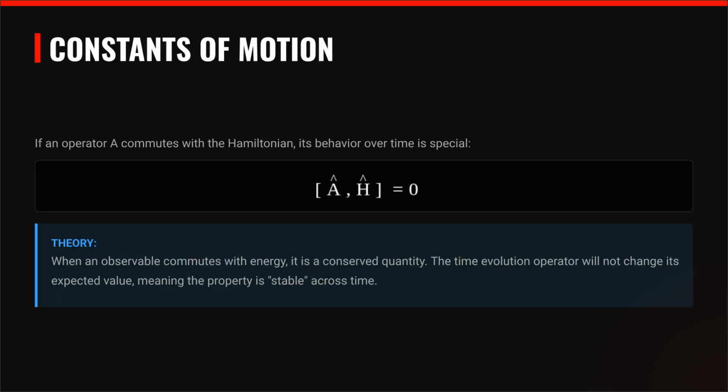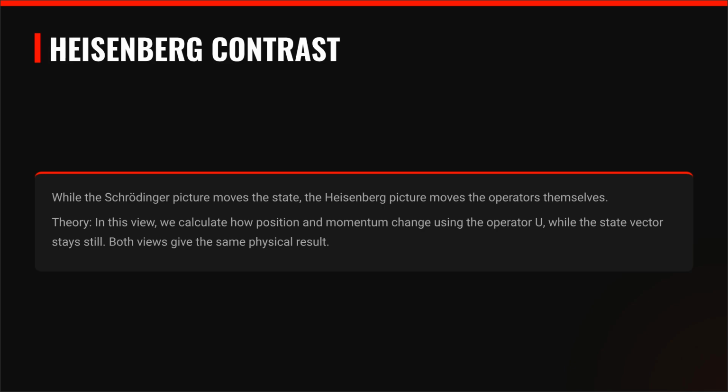Constants of motion exist when an operator commutes with the Hamiltonian. This means the property is a conserved quantity, and the time evolution operator will not change its expected value. The Heisenberg picture is an alternative view. Here, the state vector is static, and the operators themselves evolve using U. Both pictures yield the same physical results.